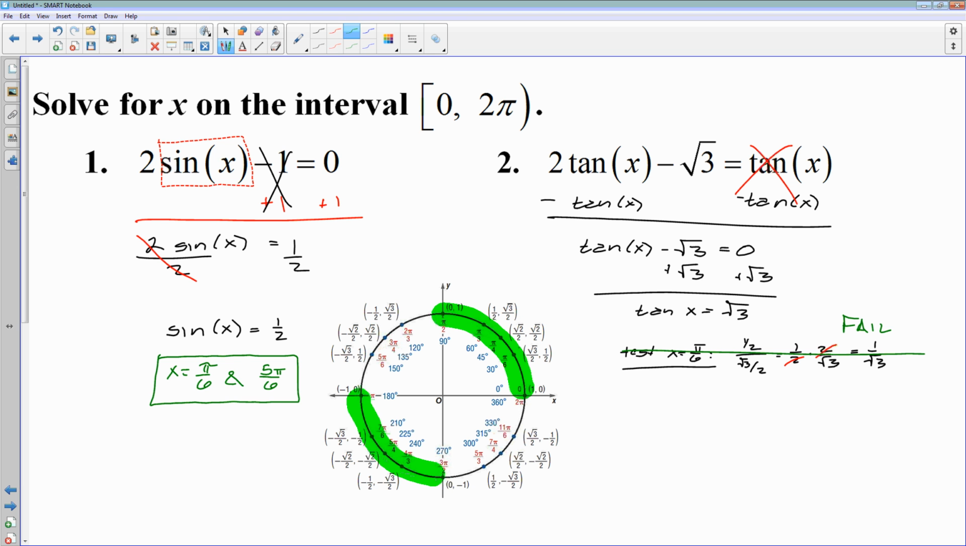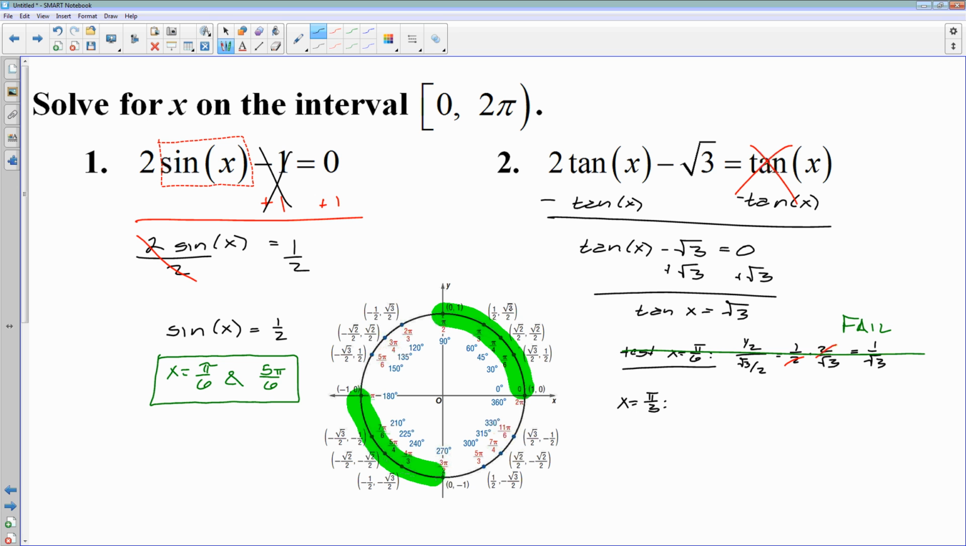Boo. So we have to try something else. Pi over 6 doesn't work. I know it's not pi over 4, because if you divide those, since those are the same coordinates, root 2 over 2 and root 2 over 2, you will get 1. So that means the answer is going to be pi over 3, but just to be sure, let's test it.